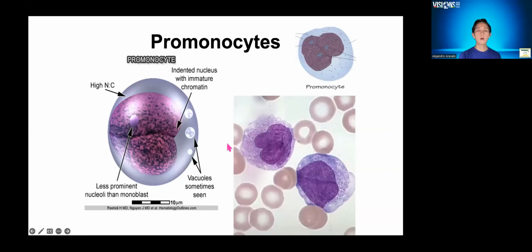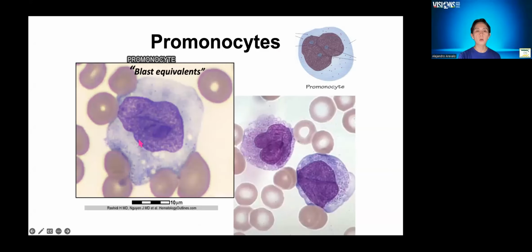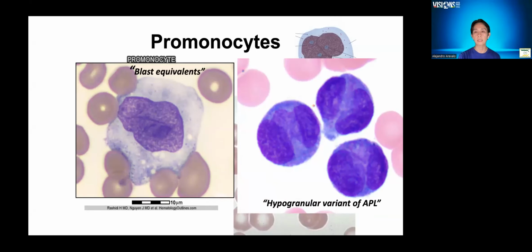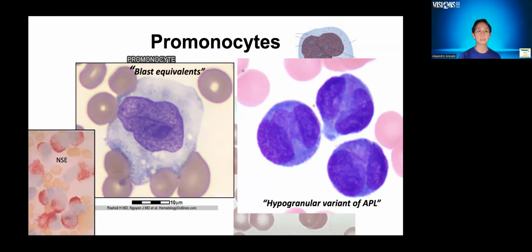Okay. Now, whenever you see a promonocyte, sometimes it can mimic your hypogranular variant of APL. So this is a morphologic mimic of your promonocyte, your hypogranular variant of APL. And it is very important for us to distinguish the hypogranular variant of APL for reasons that I have presented a while ago, because you all know that DIC is a common complication of M3 AML.